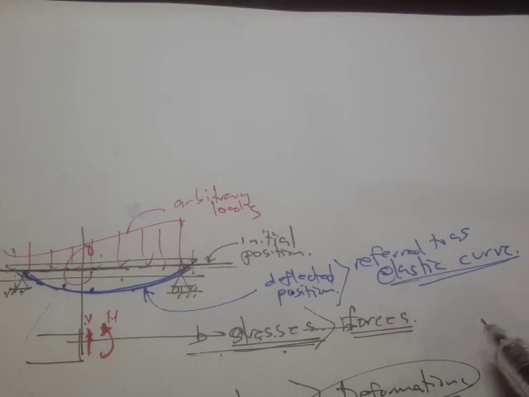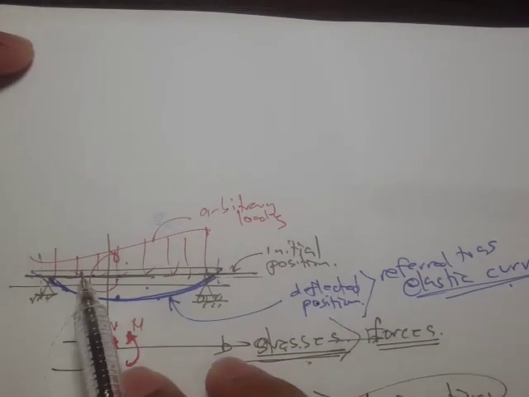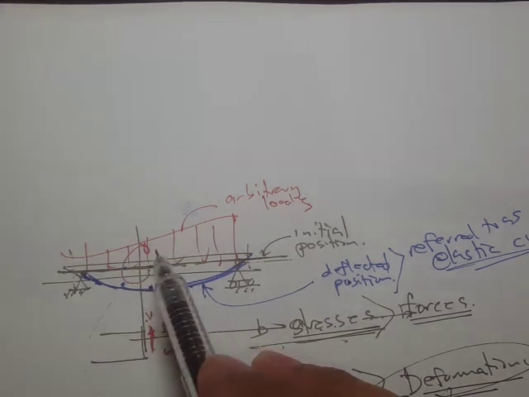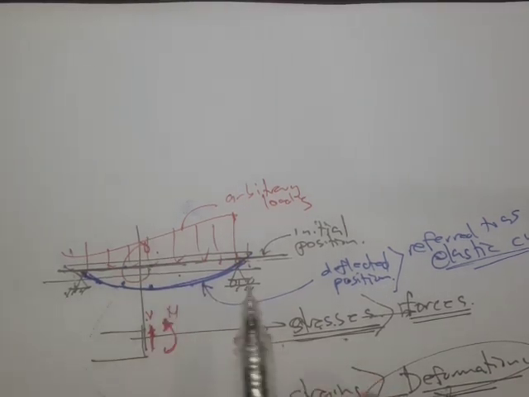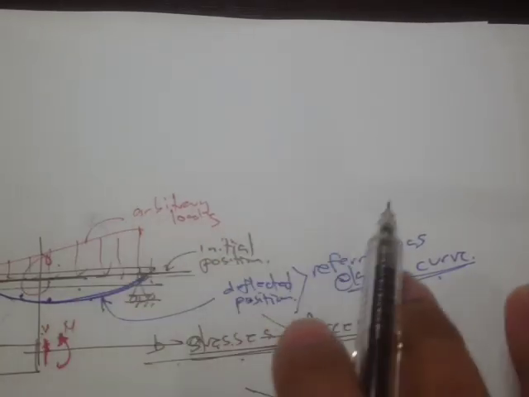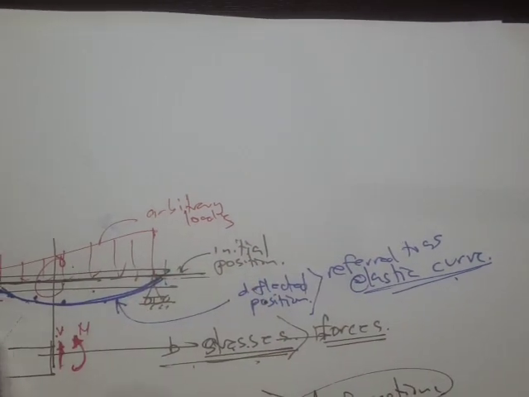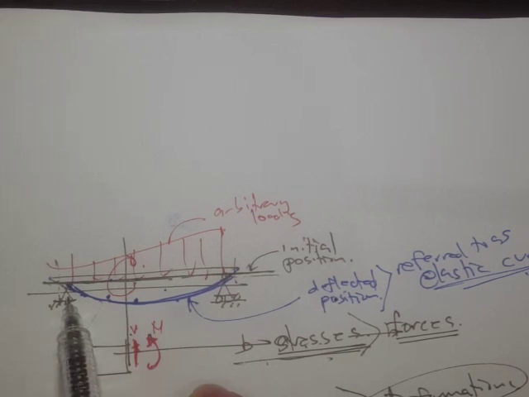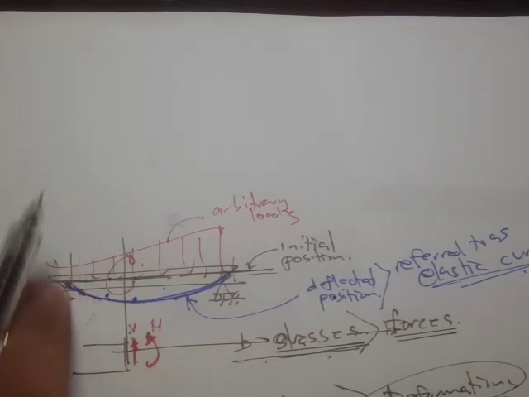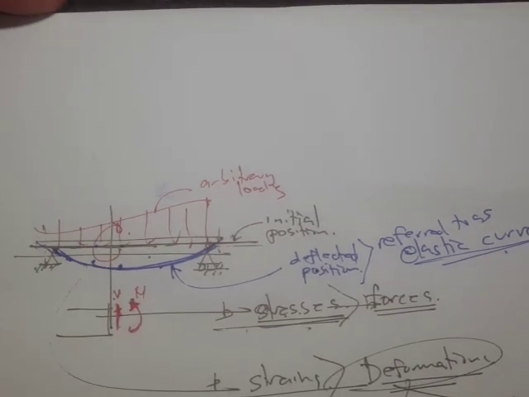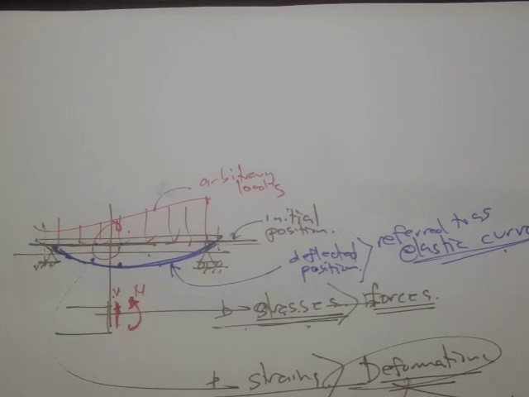Okay, and this elastic curve actually depends upon the loading conditions, if it's distributed loadings or concentrated loads, or if the direction is upward or downward. So this curve depends on the loadings as well as the support conditions. If it's a simply supported beam, or if it's a fixed beam, there's going to be differences in the deflections and the slopes.